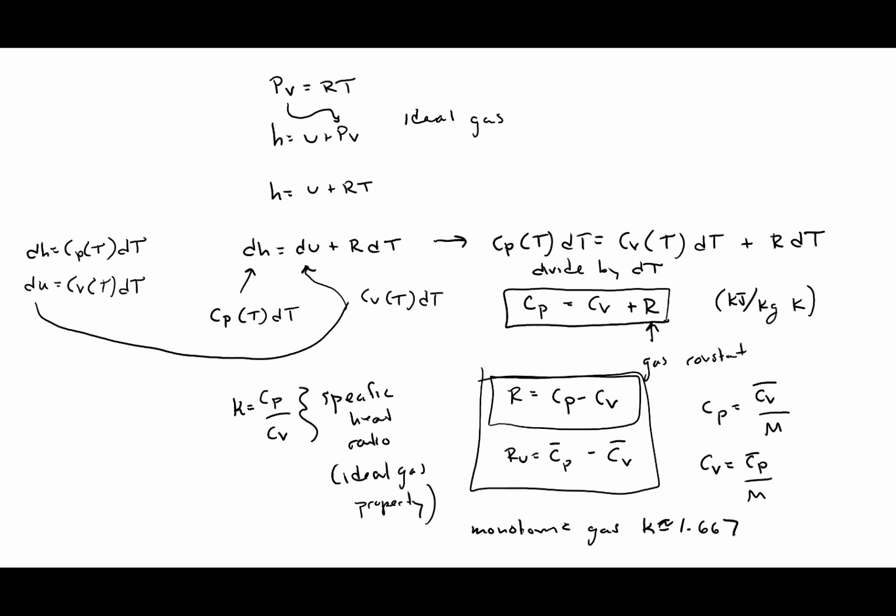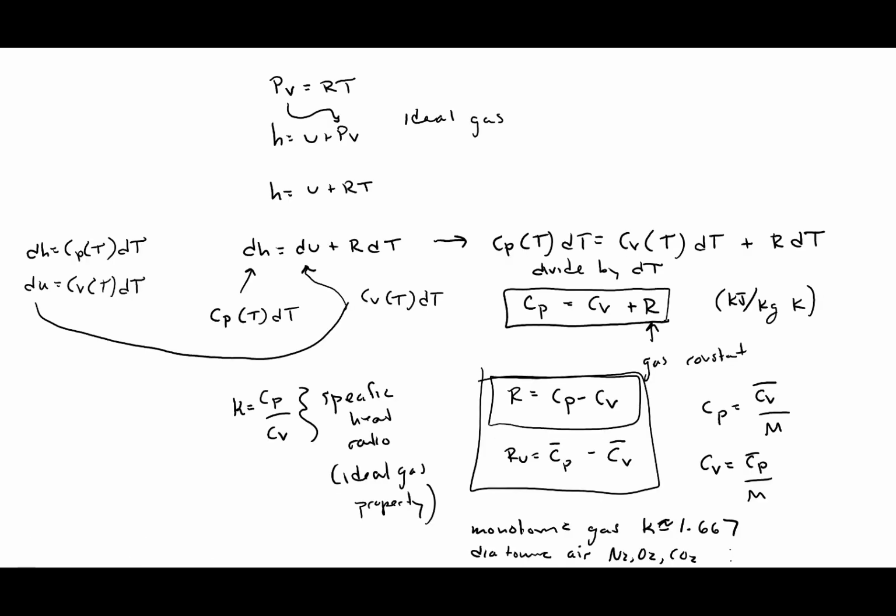For a monatomic gas, k is approximately 1.667. And for a diatomic gas, which means that we have two atoms, an example would be hydrogen. Let's do air. Air is a mix of nitrogen, oxygen, so N2, O2, CO2. At room temperature, k is approximately 1.4. And this is at room temperature, so if we have a different temperature, this will be slightly different.